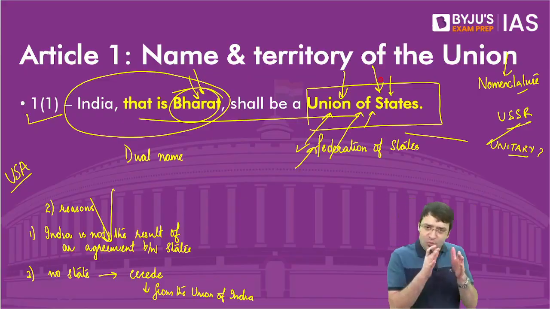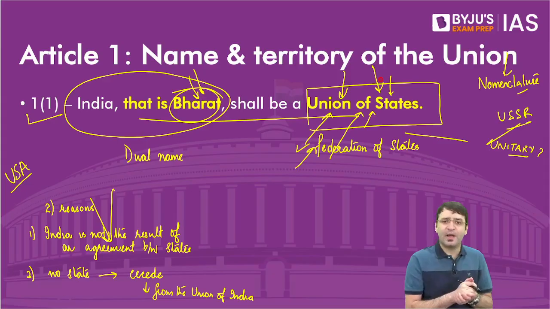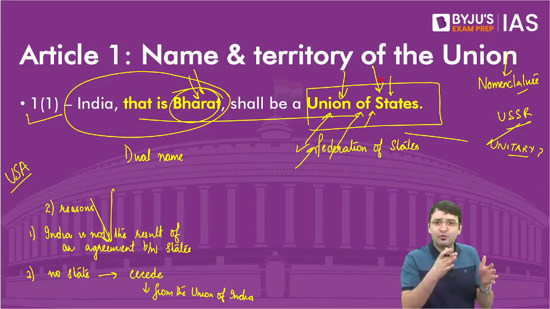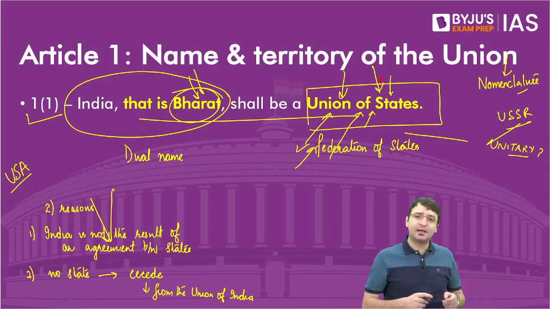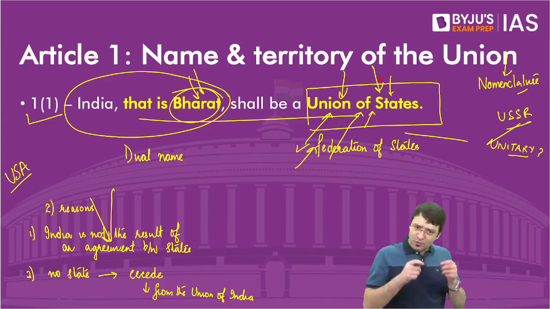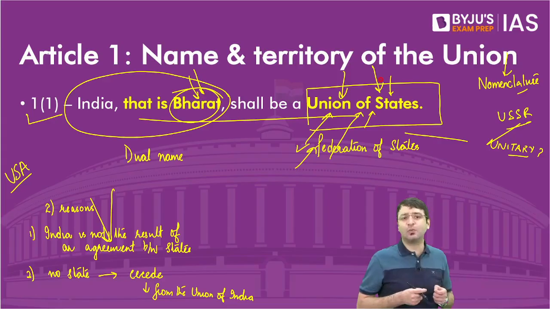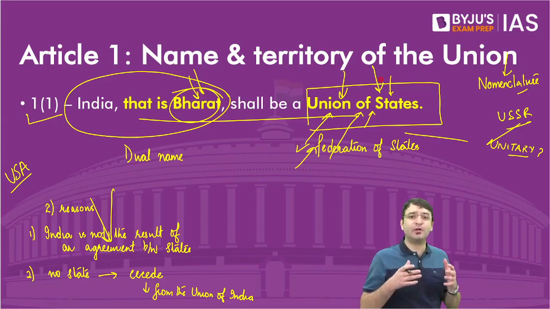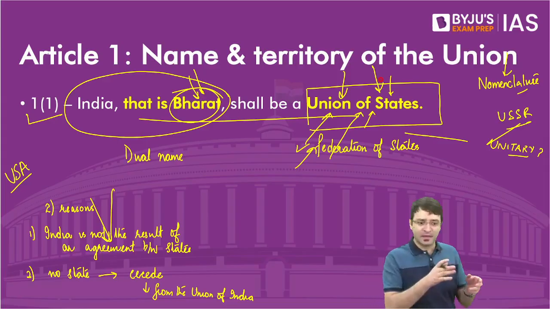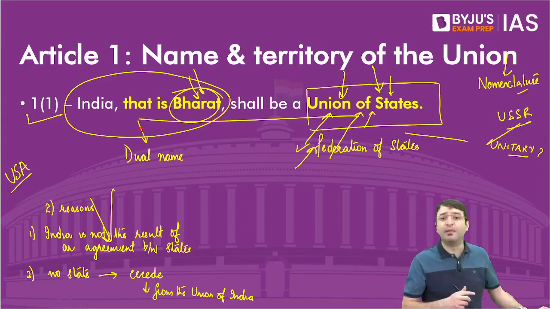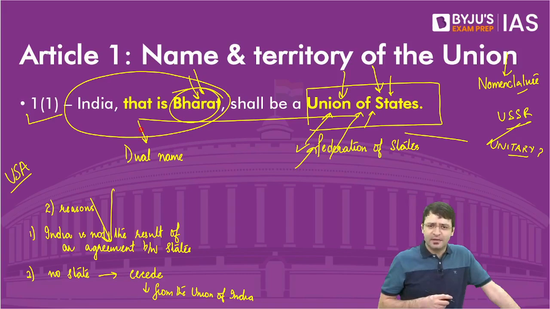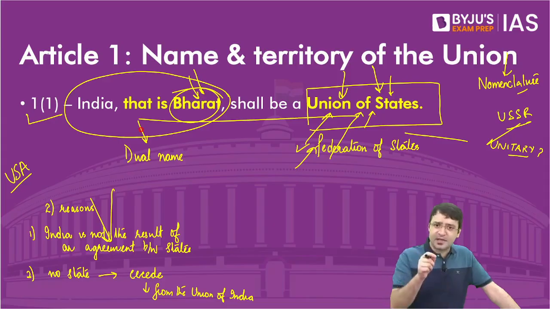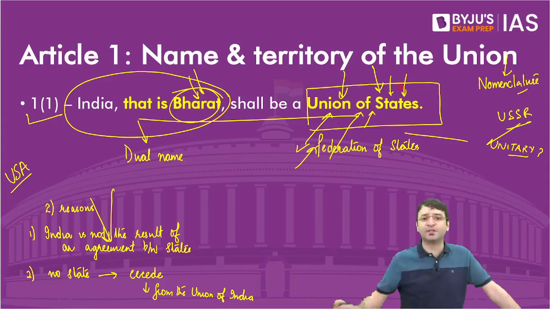So part 1 of the Constitution, where we have to discuss Articles 1 to 4, we're discussing Article 1. More specifically, we are discussing Article 1, Clause 1. India, that is Bharat, shall be a union of states. Two things we have to understand here. India, that is Bharat, which means we have a dual name. There are two names for this country, reflecting tradition and modernity. Clear? India, that is Bharat, shall be a union of states.